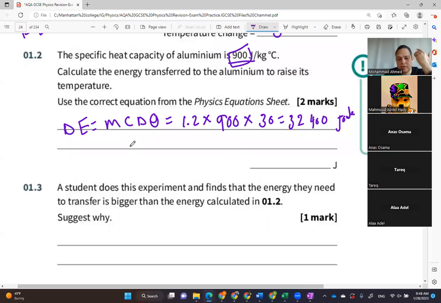This is like an open question. Imagine why we have more energy than the calculated energy. So we have some additional energy added to this system from the background.